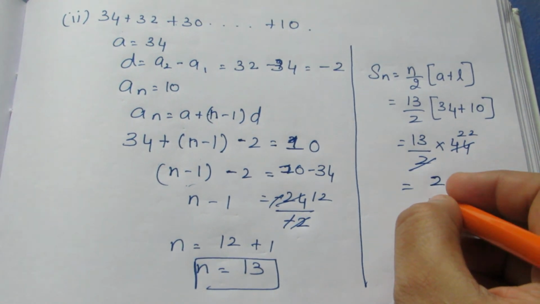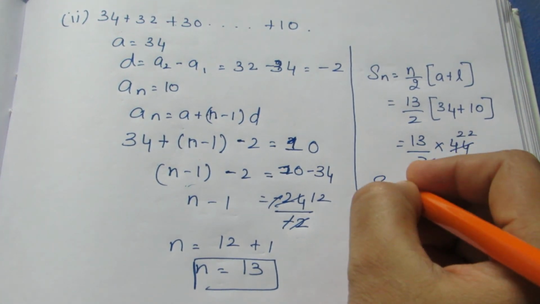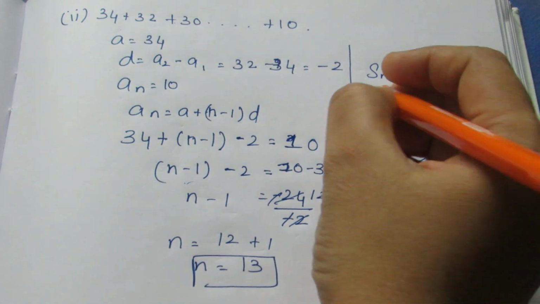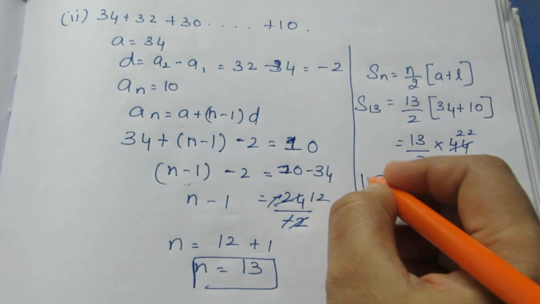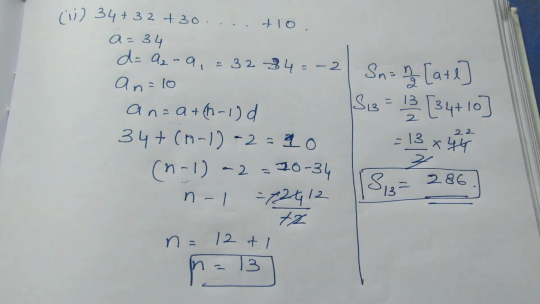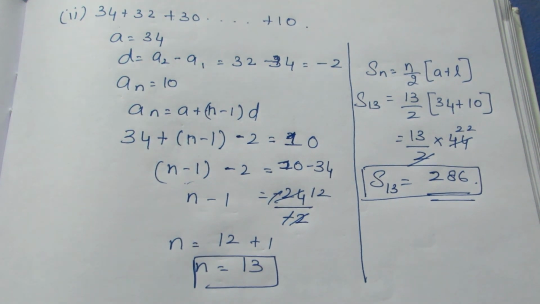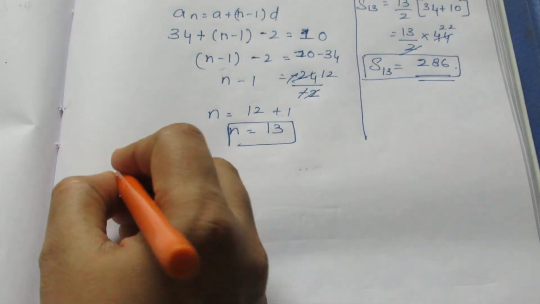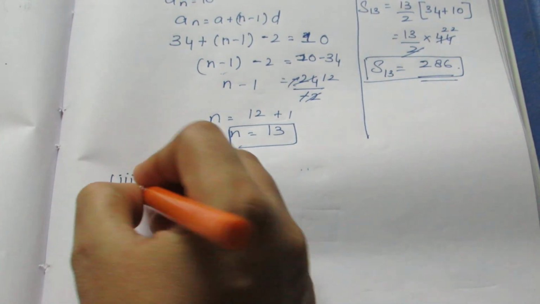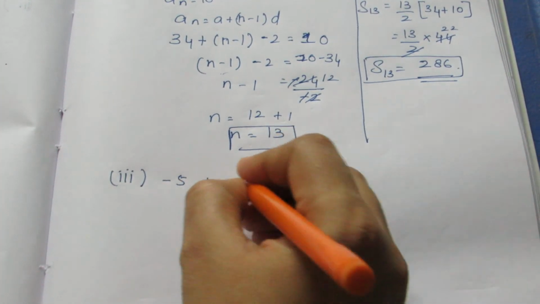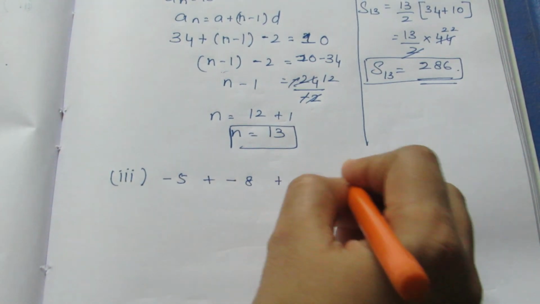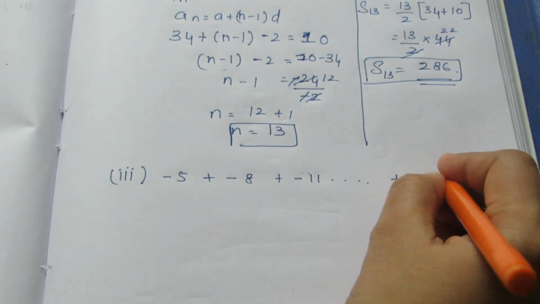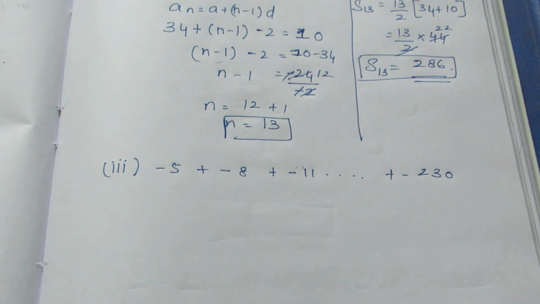13 into 22 is 286. So S13 equal to 286 is the final answer for this sum. That's all with the second one. We'll move on to the third one. In the third one, the question is minus 5 plus minus 8 plus minus 11 up to minus 230.